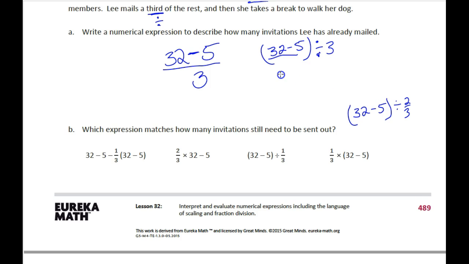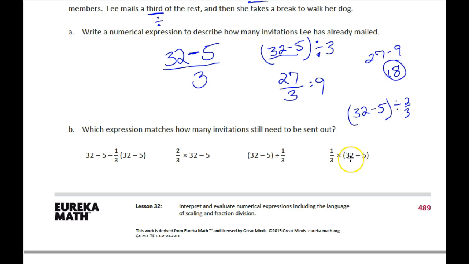32 minus 5, that's going to give us 27, I believe. Because 27, 28, 29, 30, 31, 32. Yep. And then if we divide that by 3, that means she's sending 9 to start with. So what's the difference between 27 and 9? 27 minus 9, we know that 7 and 9, so 9 takes all of the 7 away, and then 2 more, so that's going to get us 18. So it means she'll have 18 left.